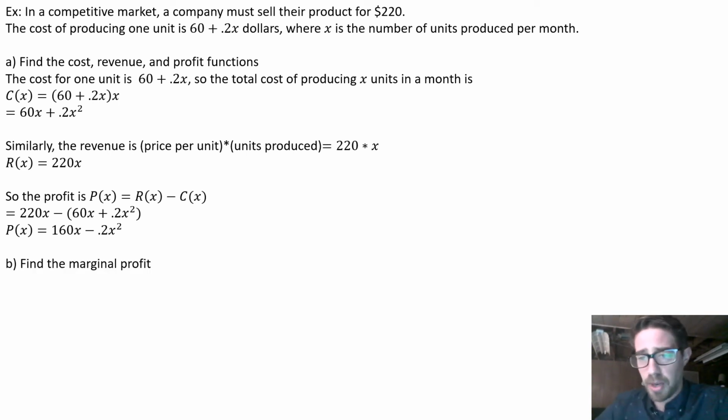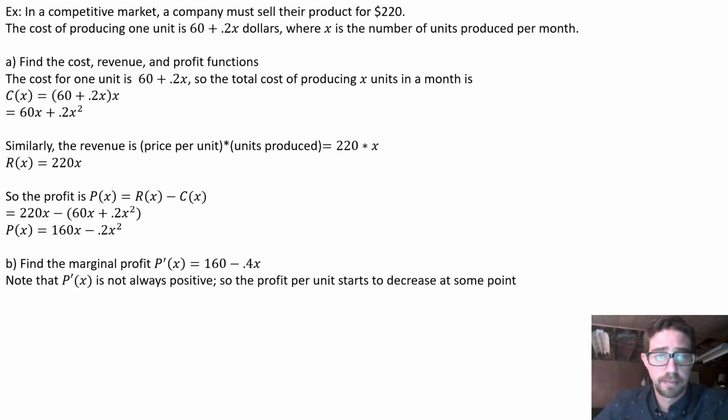The marginal profit, again, you know that word, just means P prime. It's no fancier than that. So P prime, you can do in your head, it's 160 minus 0.4x. Okay, so there it is. Now that's a linear function. Think about P prime with a negative slope, which means it's a line that's going down, right? So it's not always positive. At some point it switches from positive to negative.